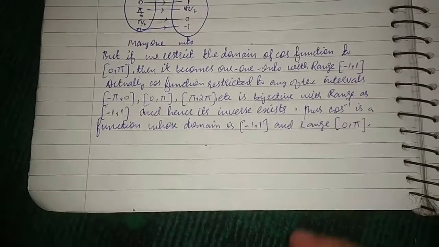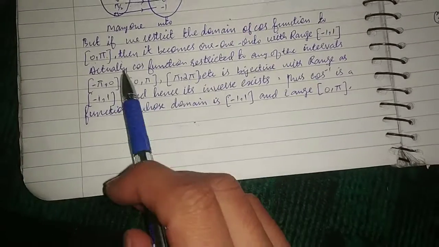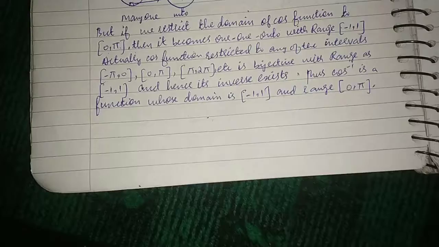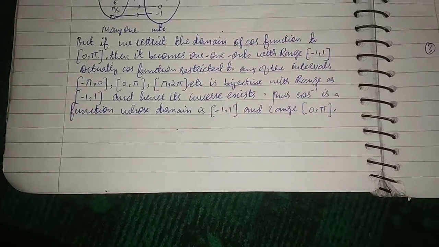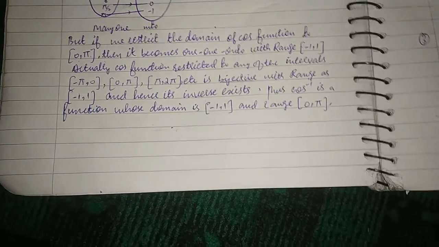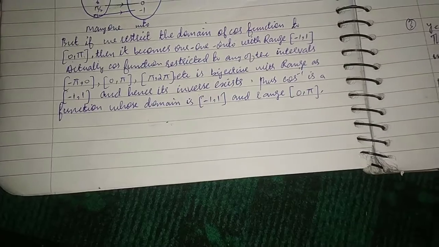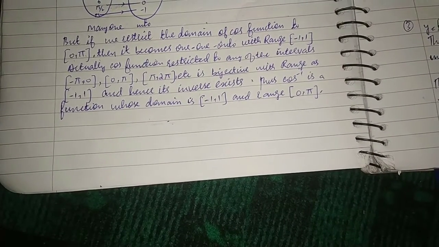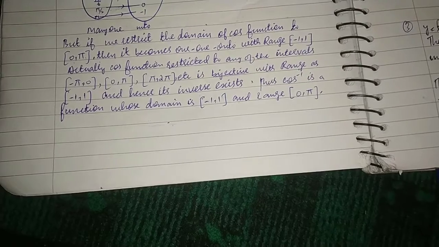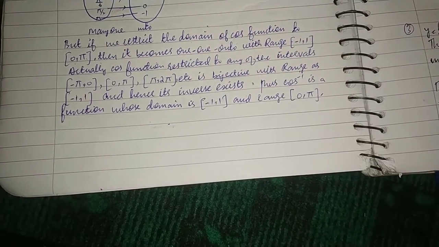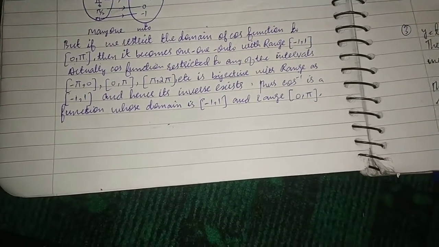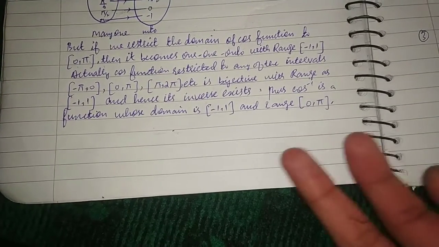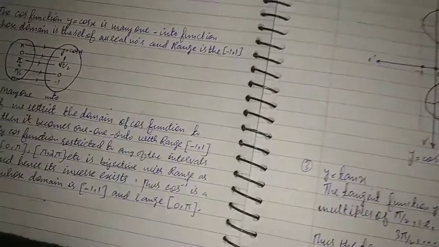For that we'll be restricting its domain to -pi to 0, or 0 to pi, or pi to 2 pi, by virtue of which it will become bijective. That means it will become both one-one and onto, and hence its inverse will exist. The cos inverse will be a function when we restrict the domain of the cos function to 0 to pi, or any interval like -pi to 0, 0 to pi or pi to 2 pi, and its range as -1 to 1. Hence cos inverse will have a domain of -1 to 1 and range 0 to pi, as you have gone through in the previous lecture.